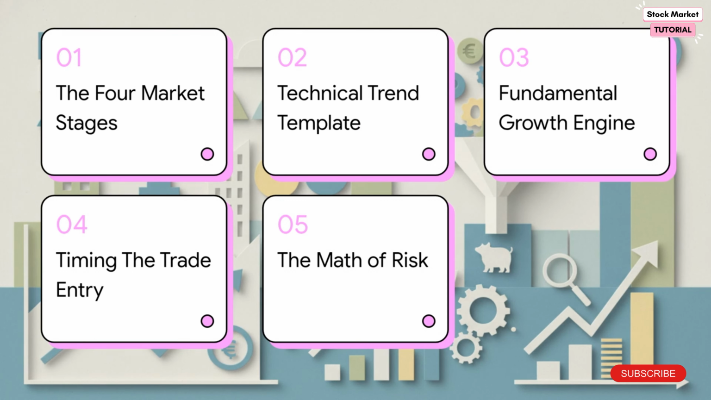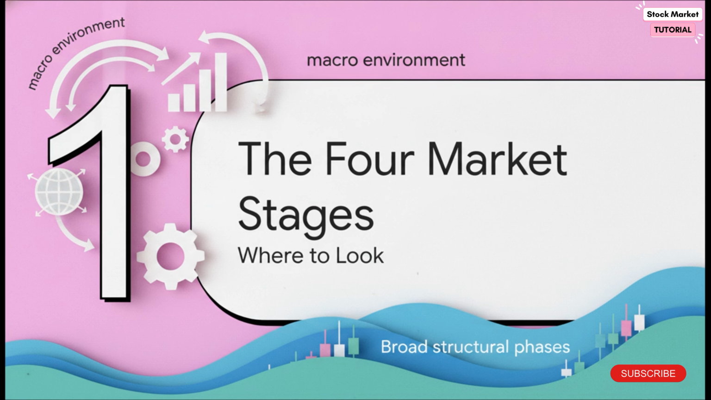So here's our roadmap for today. We're going to act like a giant funnel. First, we have the 4 market stages. Second, the technical trend template. Third, the fundamental growth engine. Fourth, timing the trade entry. And finally, the math of risk. Let's start filtering. Section 1, the 4 market stages, where to look.